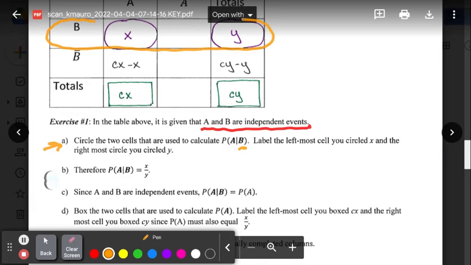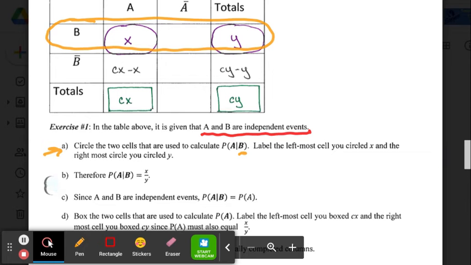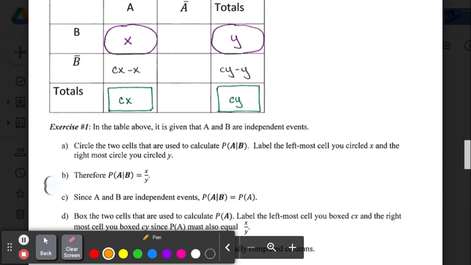Those are the 2 things, or that's the row I'm looking at. Label the leftmost cell you circled X, so I did that there, and the rightmost cell you circled Y. Okay, so now when we find our probability, it says therefore the probability of A given B is X over Y. And we already know that these 2 are independent. So we know this is true. The probability of A is the same as the probability of A given B.